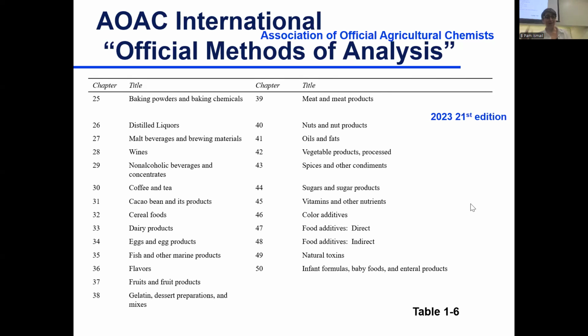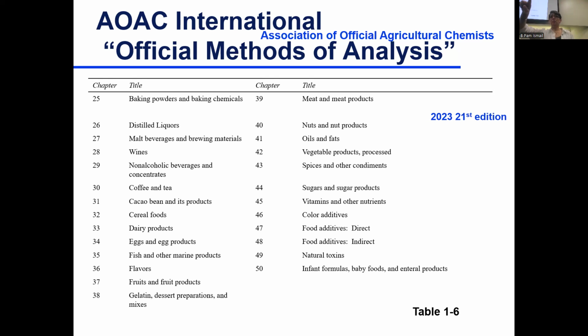All right, good. So it used to be AOAC, the Association of Analytical Chemists. But it changed recently to Association of Official Agricultural Chemists. I don't know why they did that, but it still has the same abbreviation. And they have official methods and they keep updating. The last edition was actually last year, and it's the 21st edition.